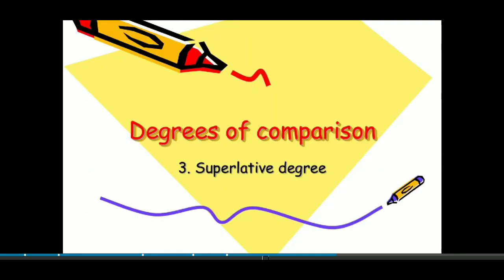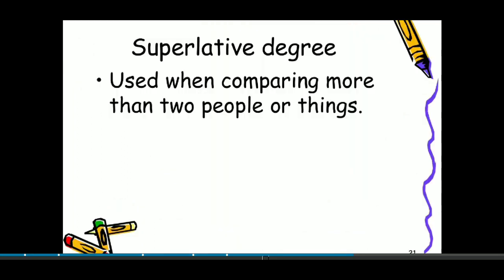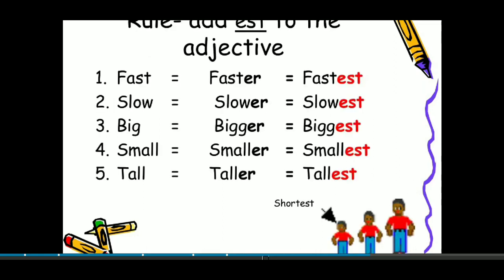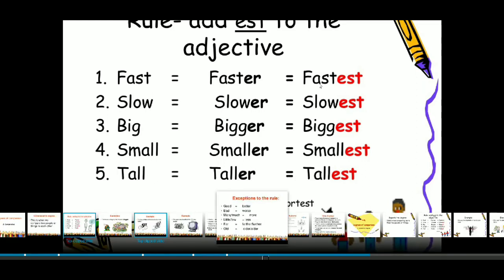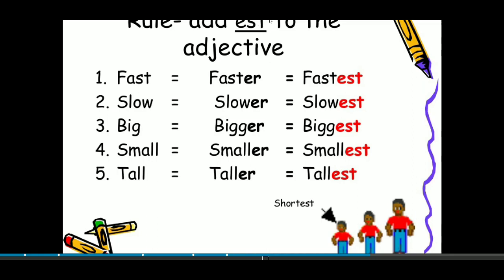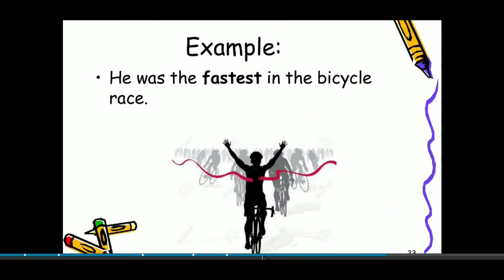Now we are coming to the superlative degree. The superlative degree is used when comparing more than two people or things. For example: fast, faster, fastest; slow, slower, slowest; big, bigger, biggest; small, smaller, smallest; tall, taller, tallest. For the superlative, you add -est to the adjective, then we get the superlative degree. In some cases there are exceptions.